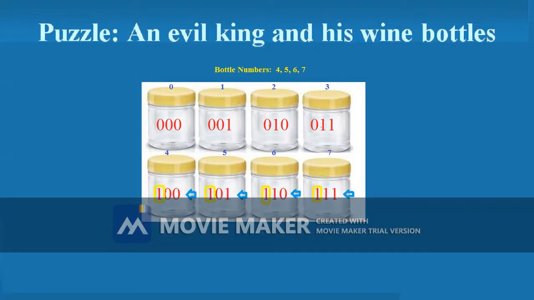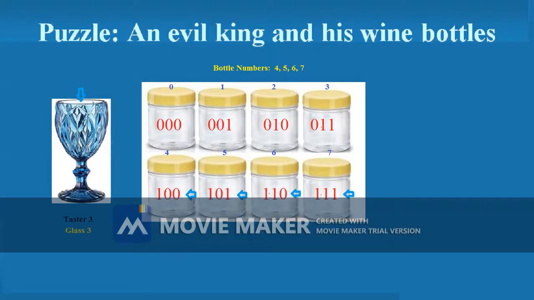Now the bottles whose numbers are 4, 5, 6, 7, if you observe, their most significant bit value is 1. All these bottles are selected. From each of them, one drop of wine is taken. The drops of wine taken from bottles 4, 5, 6, 7 are kept in glass number 3, and then the same will be taken by taster 3.